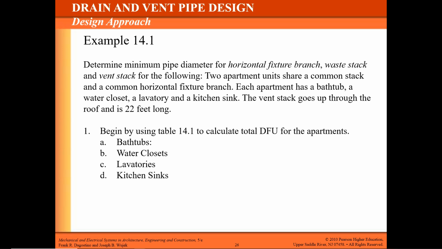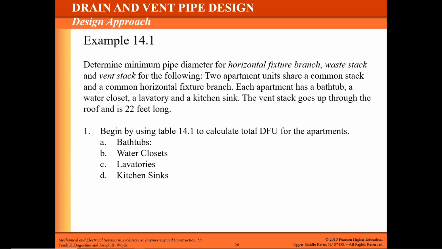2 apartment units share a common stack. They also share a common horizontal fixture branch. Each apartment has a bathtub, a water closet, a lavatory, and a kitchen sink. So we've got 4 fixtures in each apartment. The vent stack goes up through the roof and is 22 feet long. So let's see if we can size these things using the methods we just learned.